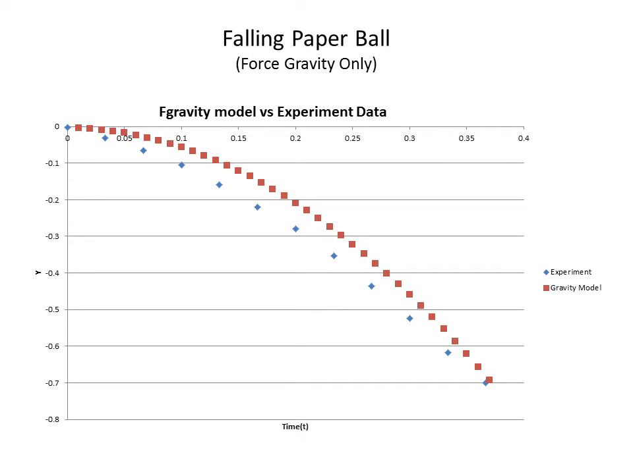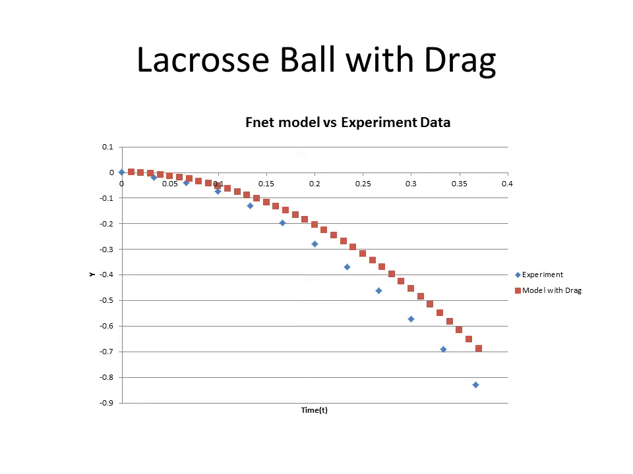Here is the graph of the falling paper ball compared to the model of force of gravity only. As you can see, the model trend is exponential while the experiment trend has started to become linear. This is due to the effect of drag force, which will be shown in the next graphs.